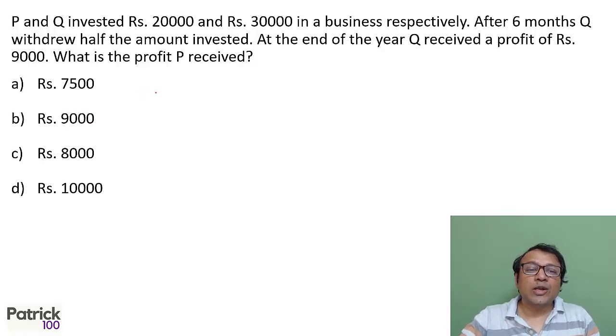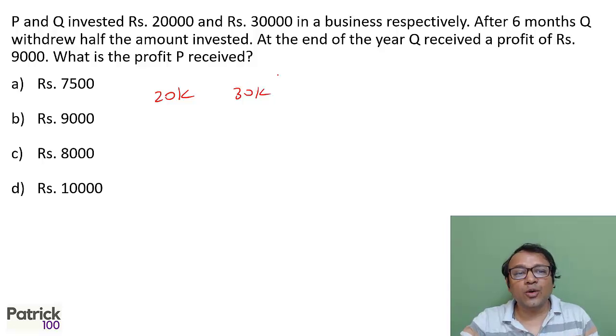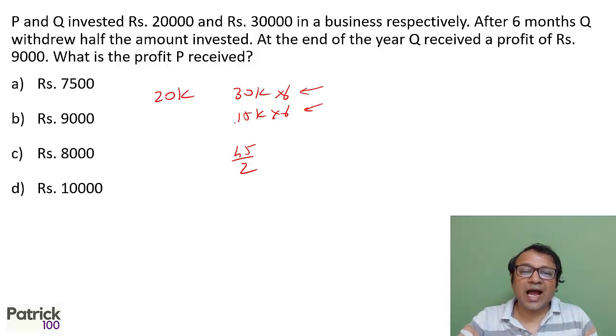P and Q invested 20,000 and 30,000. After 6 months, Q withdrew half the amount invested. That means for 6 months he invested 30,000, and for 6 months he invested 15,000. So on an average he invested 22.5, because it is equal time, so you can just add and divide by 2.